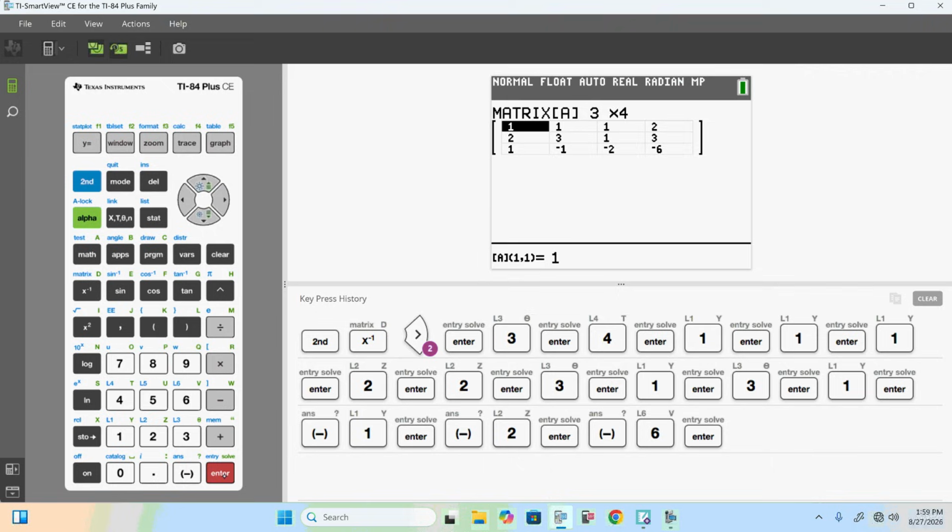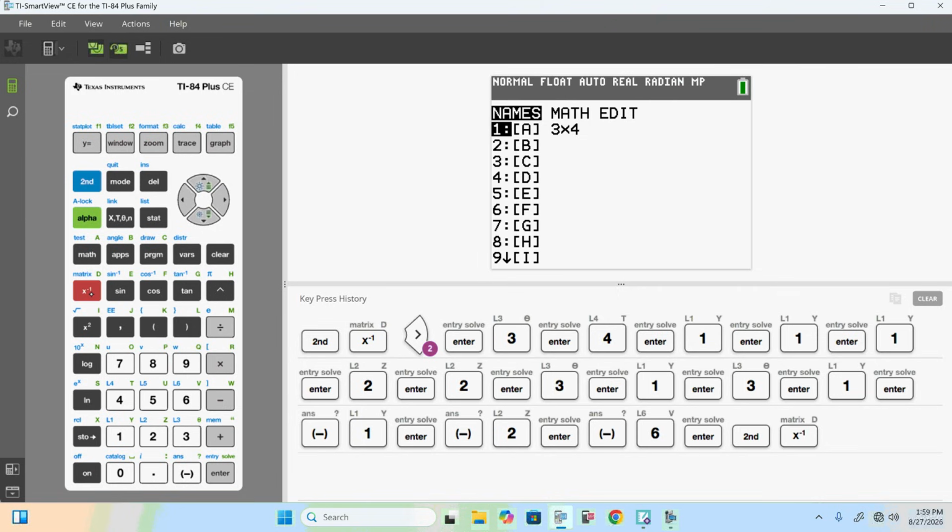Now to get that, we're going to go second matrix and over 1 to math. Second matrix, over 1 to math. We want to find RREF. It is in there somewhere. You've got to go up or down.